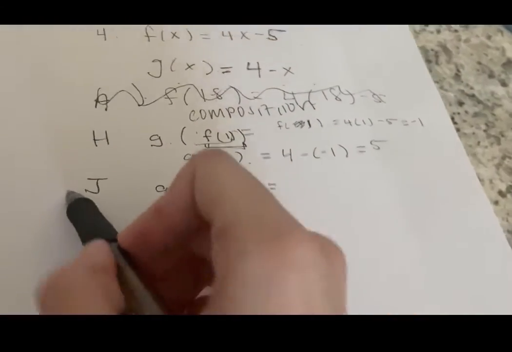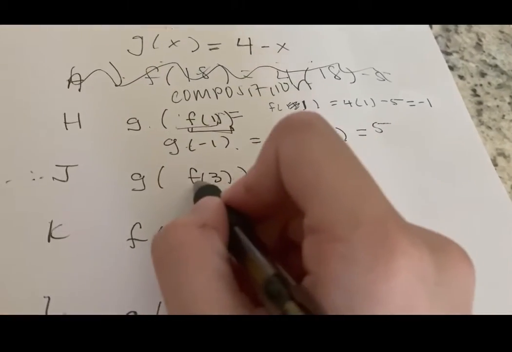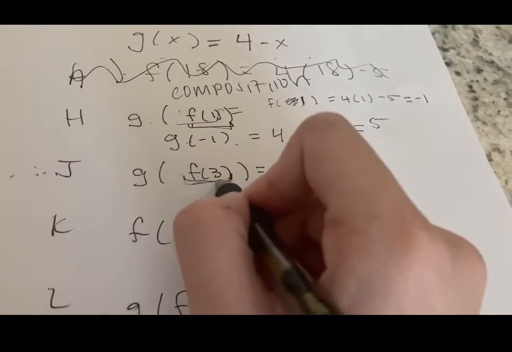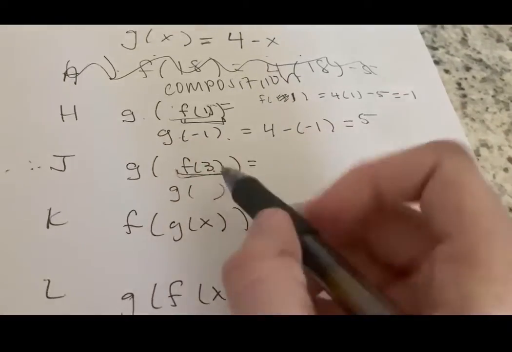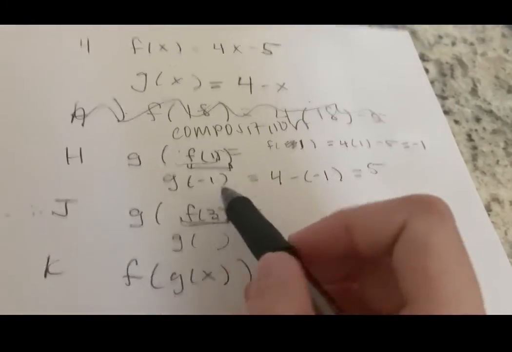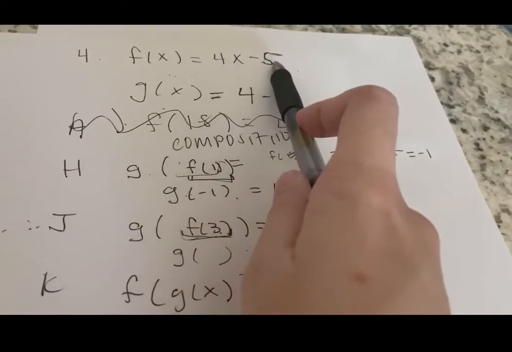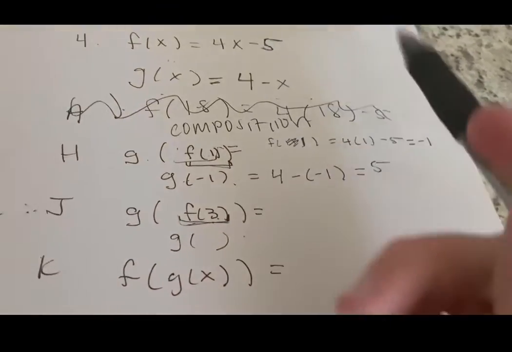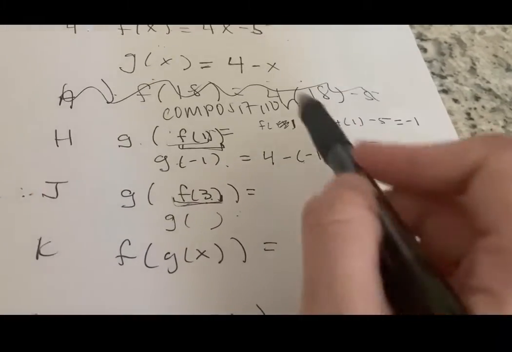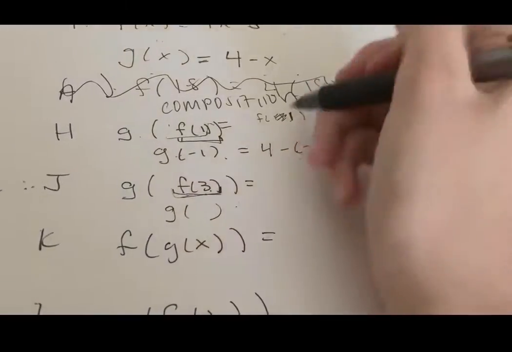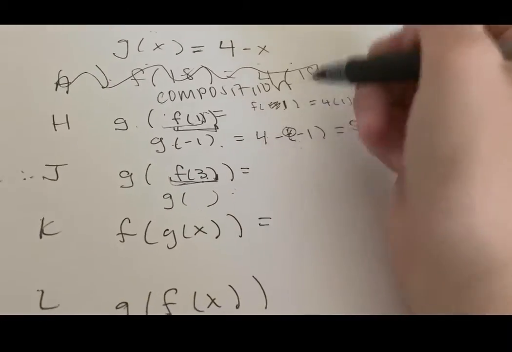So I want you to go ahead and try j. You're going to do f of 3 first. Once you get that number, you're going to do g of that number, okay? So plug 3 into the f, get a number, and then plug it into the g. On that one, just be careful with those negatives. Subtracting a negative is the same as addition.